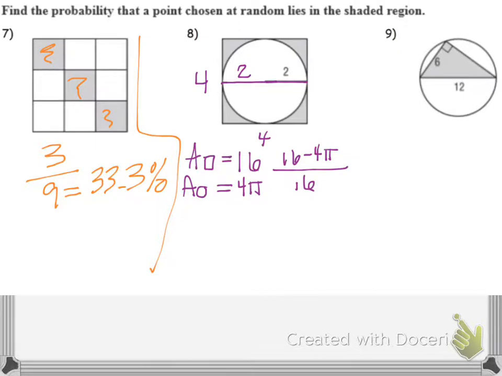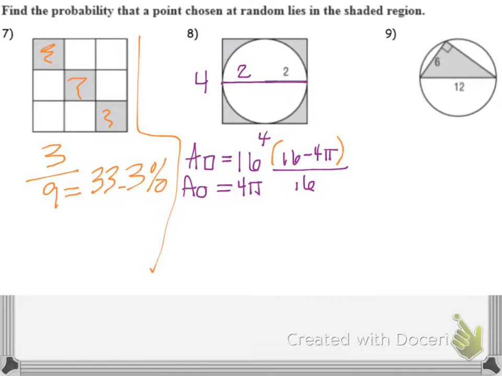If you're going to type this all in the calculator at once, you've got to make sure that you group the top part together. If you want to be safe, just type in 16 minus 4 pi, press enter, and then divide by 16.